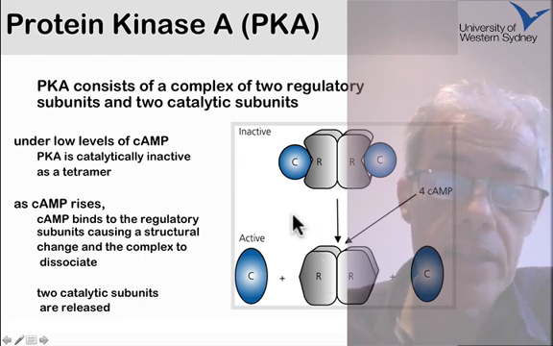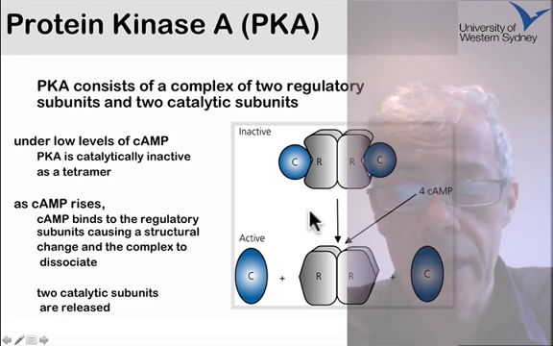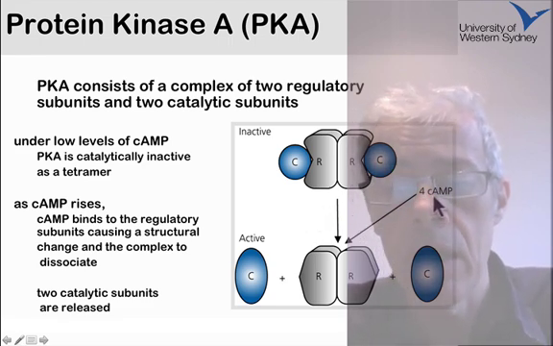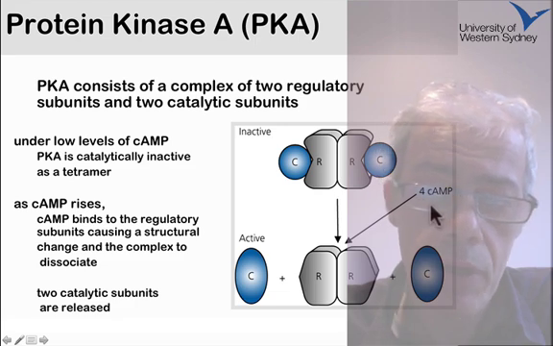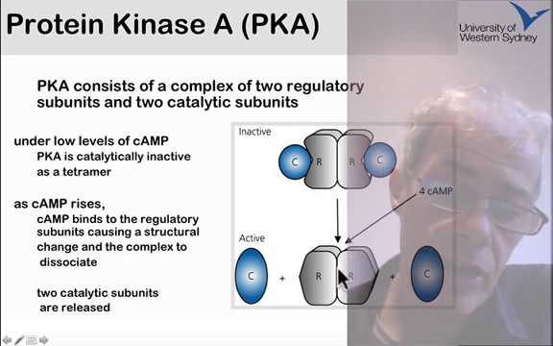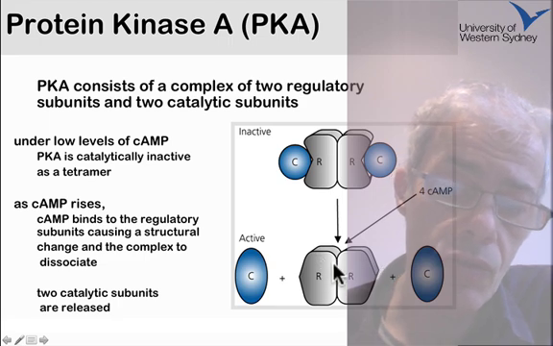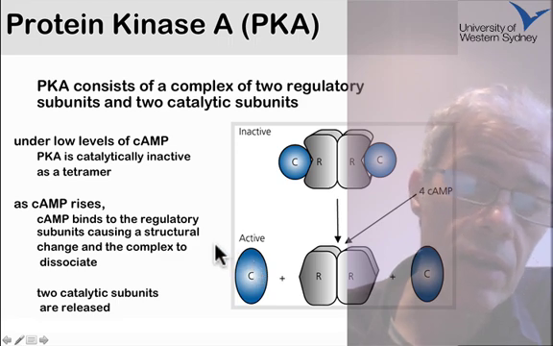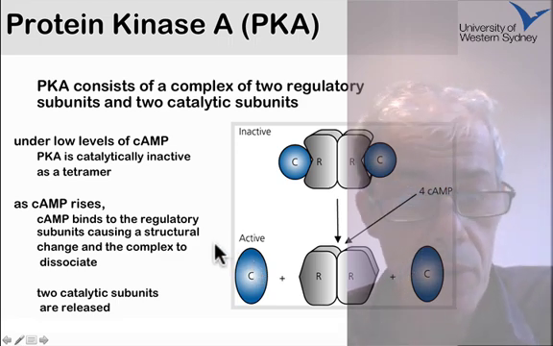So protein kinase A is actually regulated by cyclic AMP. So 4 molecules of cyclic AMP can bind to the regulatory subunits to release the catalytic subunits. And then these catalytic subunits can go away and phosphorylate proteins within the cell.